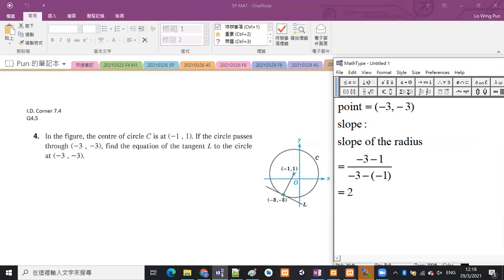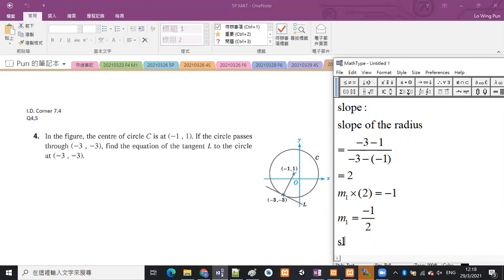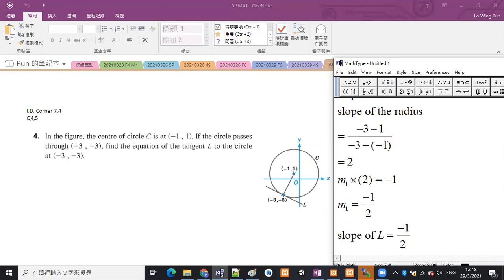Okay. So the slope of radius is equal to 2. And now we have the slope of the second line, and we know that they are perpendicular. So we can use m1 times m2 equals -1 to calculate the slope of m1. So m1 times 2 is equal to -1, and then m1 is equal to -1/2. And m1 will be the slope of L. That is the slope of the line that we want to find.